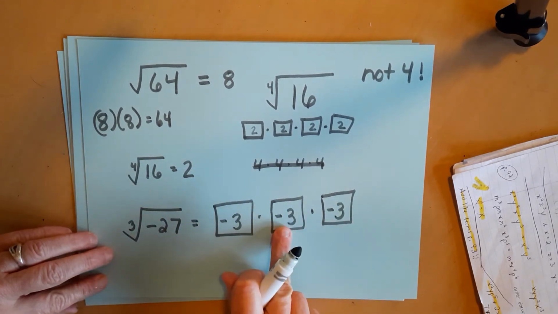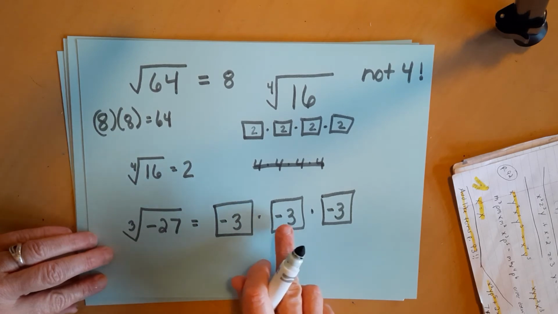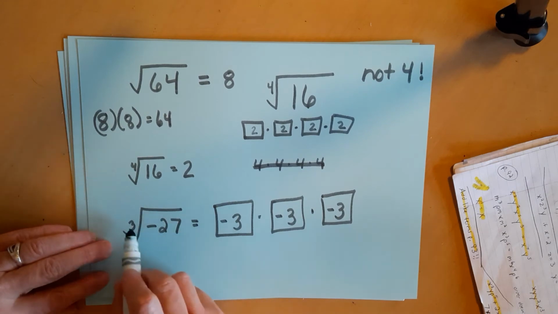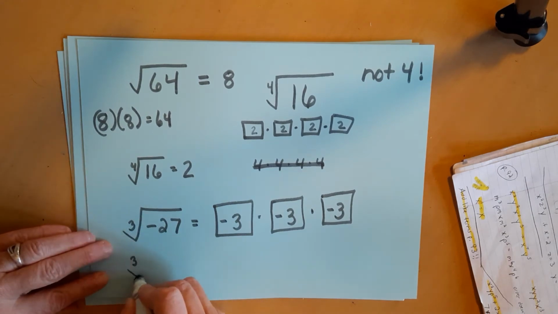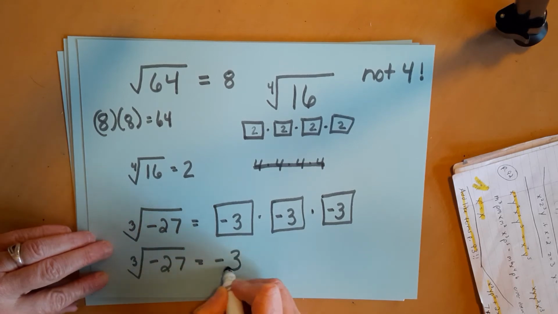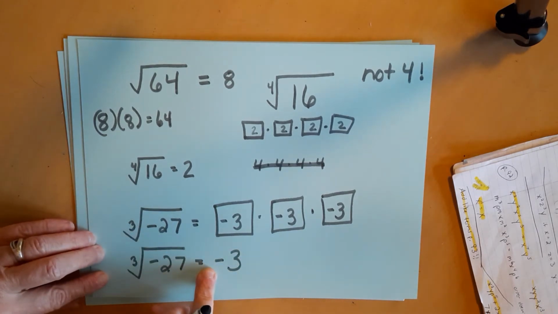Negative 3 times negative 3 is a positive 9, and a positive 9 times a negative 3 is a negative 27. So the cube root of negative 27 equals negative 3. So that's how you would write that answer.